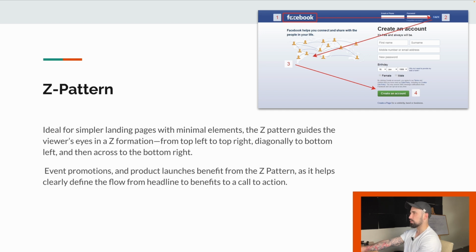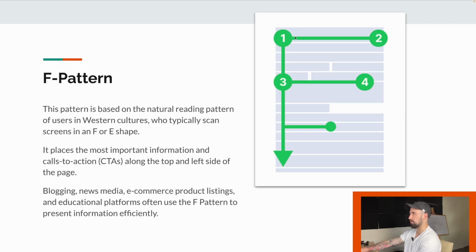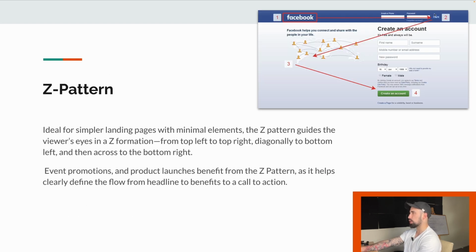They start from 1, like we started from 1 on the F pattern. And then we go to the login, a call to action, and then an image usually. And then the fourth one is also a call to action. So usually information, call to action, or image, call to action. Depends how you structure it. It doesn't have to be like that. So from the top left, diagonal to the bottom left and across the bottom.